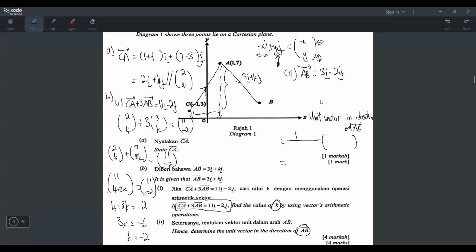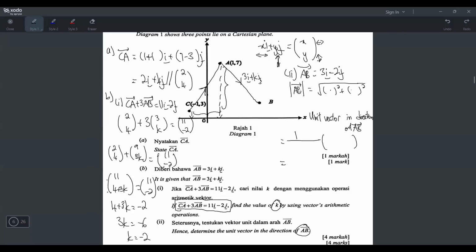So how to find the magnitude? Okay, the magnitude, we will use this symbol. This is the symbol for magnitude. We put the line like this. So it will become square root. Okay, the formula for magnitude is square root of bracket squared plus bracket squared. And what you have to put inside the bracket, you have to put the number before i, j. Right? The number before i, j.